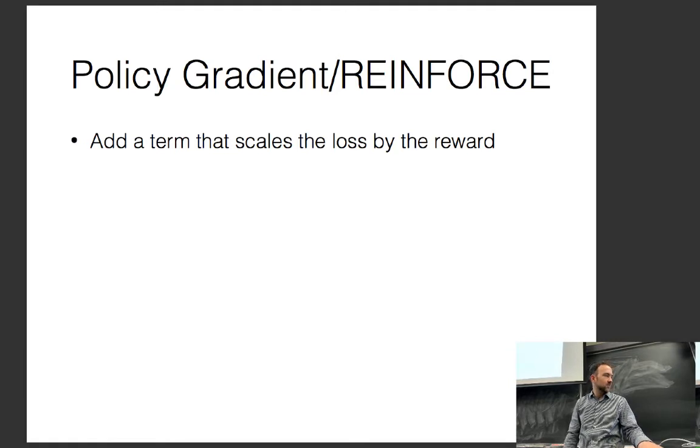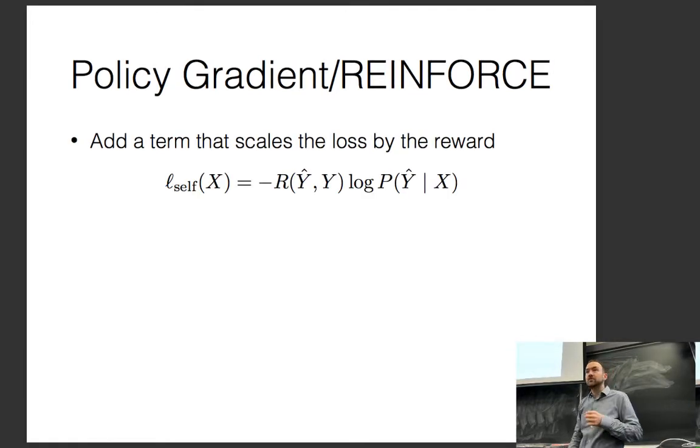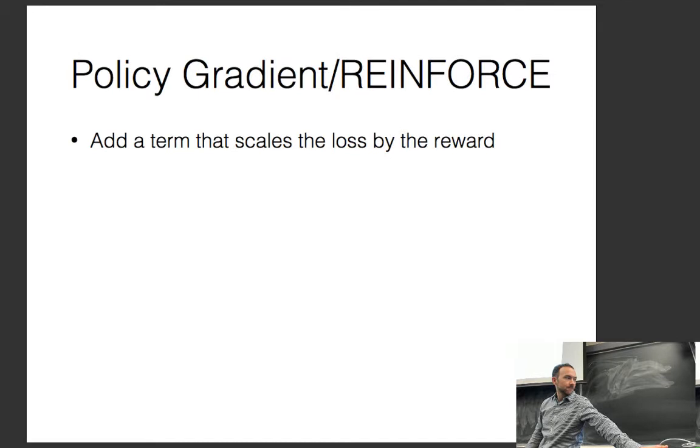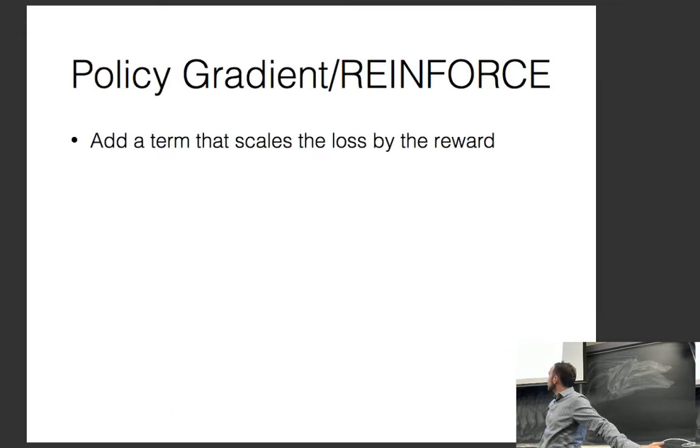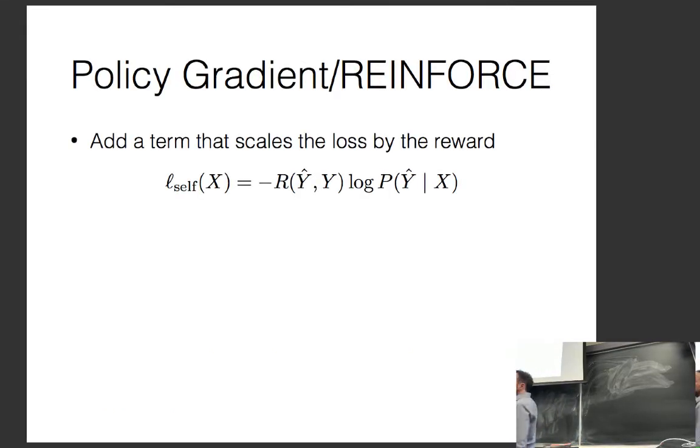Policy gradient and reinforce basically add a term that scales the loss by the reward. In the self-training loss, if you remember, we were taking the negative log likelihood of the sampled output. In policy gradient, we're taking the negative log likelihood loss of the sampled output, but we're multiplying it by the reward. So if we have an output A, B, C, and its reward is 0.1, we'll basically update 1/10 of how we would update when we were doing self-training. And if we have D, E, F on the next sentence, and that reward was 0.9, we'd update almost the same amount as if we were doing maximum likelihood training.